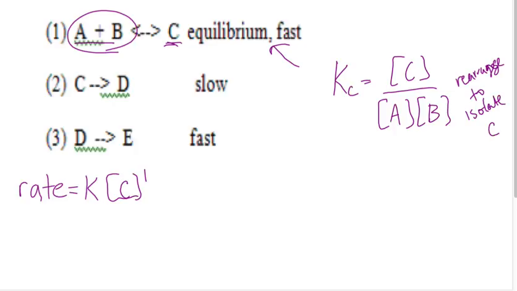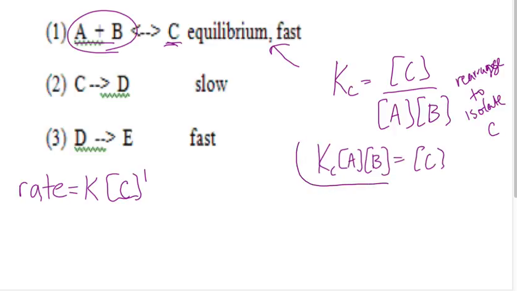Whatever it is we're trying to replace, we need to isolate it. So if I just cross multiply, I get the Kc times the A times the B, and that's equal to C. So all I need to do is take this, plug it in to there. And so let me just show you what happens.